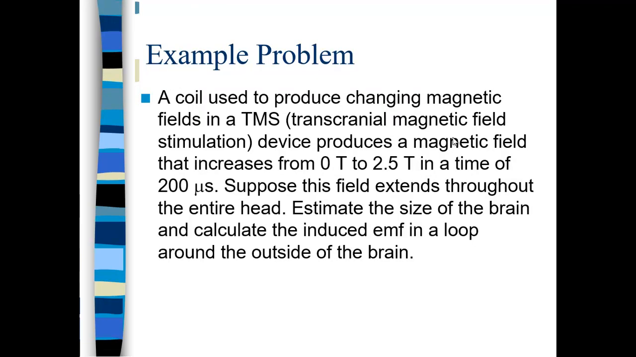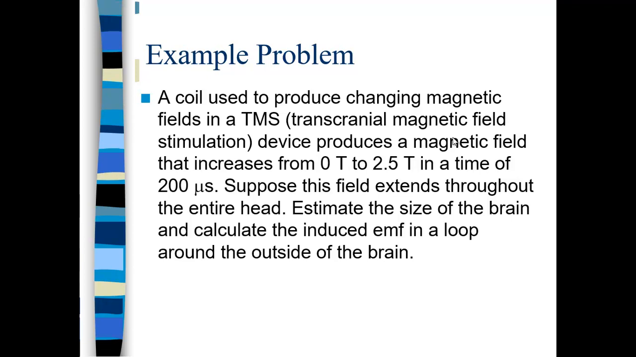Okay. So let's do one example, then we'll call it good for this lecture. Let's say we have a coil used to make TMS, transcranial magnetic stimulation, for a TMS device, producing a magnetic field that increases from 0 Tesla to 2.5 Tesla in a time of 200 microseconds. Suppose this field extends throughout the entire head. Estimate the size of the brain and calculate the induced EMF in a loop around the outside of the brain.